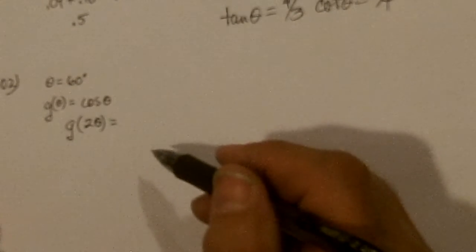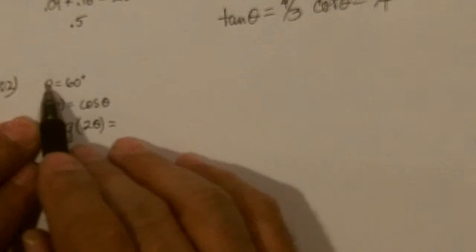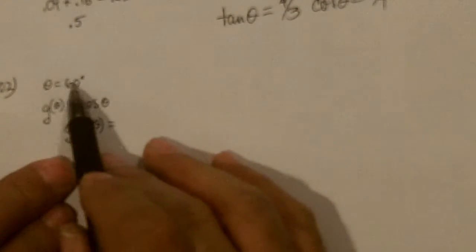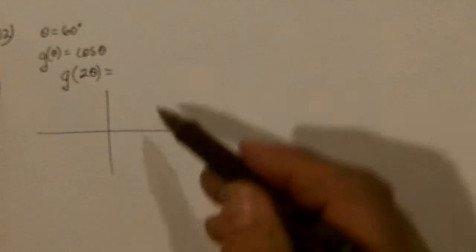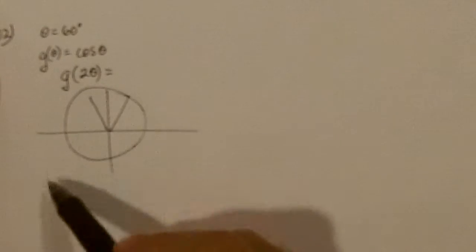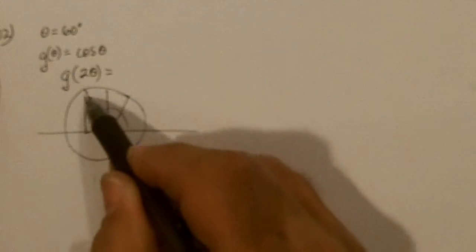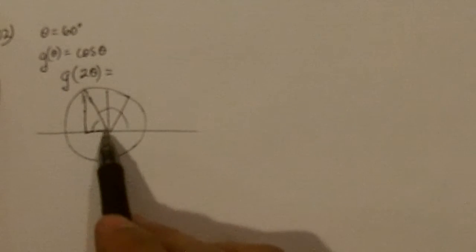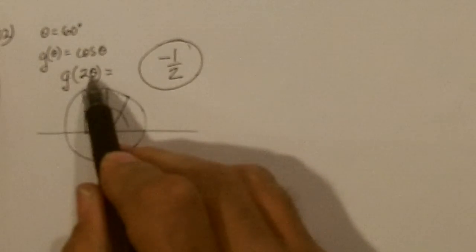And 102, a bit shorter, it says g of theta is the cosine of the angle, and the angle is supposed to be 60 degrees. But now it says, what's g of 2 theta? So we got a double 60, which is 120. So we look at the unit circle and find not 60, but 120 on the unit circle, which puts us here where the 30, 60, 90 triangle fits. And it'll have a short leg and a long leg. And the cosine is the short leg, which is -1/2. Cosine of 120.